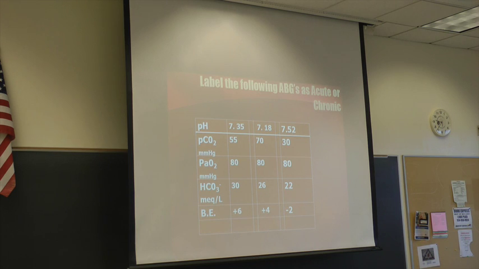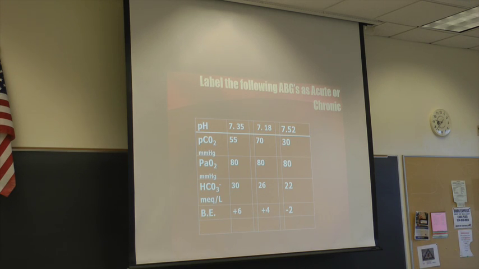The second one, the pH is 7.18, PCO2 is 70, bicarbonate is 26. So do you think that's acute or chronic? Acute. And how did you know it was acute? Because it's uncompensated. Very good. And what about the blood gas on the right? 7.52 pH, CO2 is 30, and the bicarbonate is 22. Acute. Again, it's an acute problem because the pH isn't in normal range.